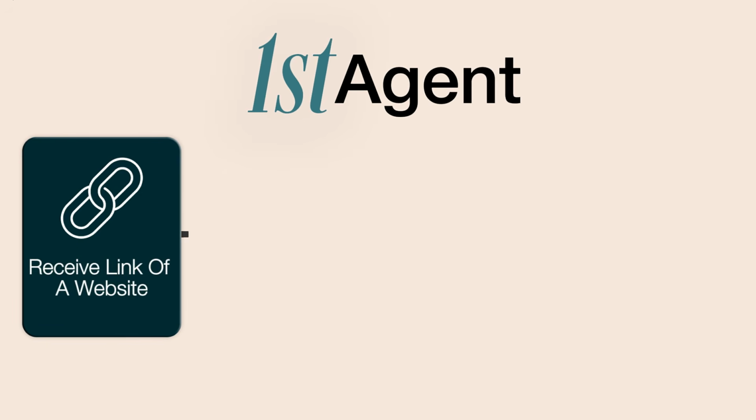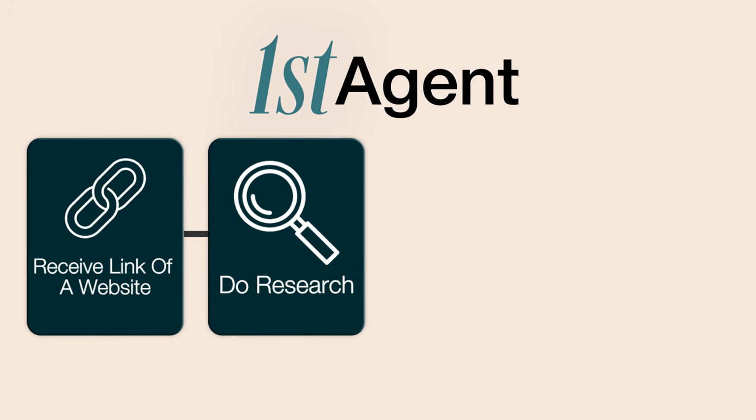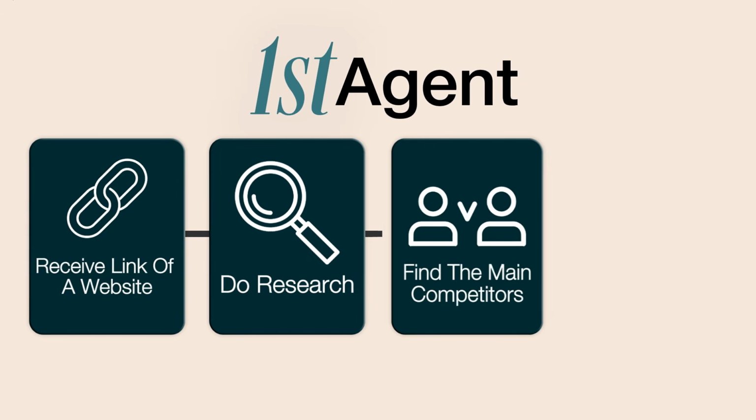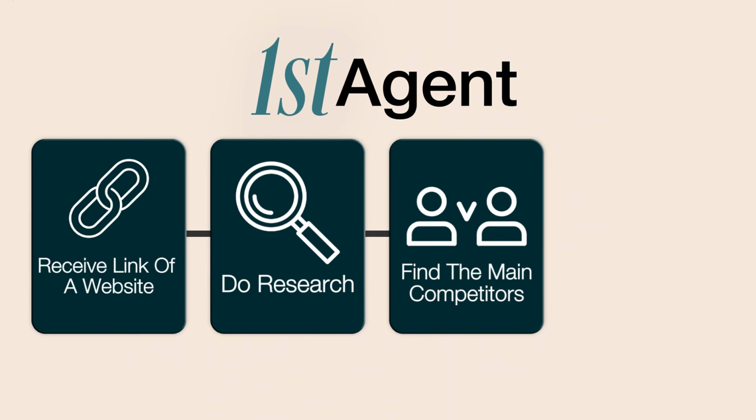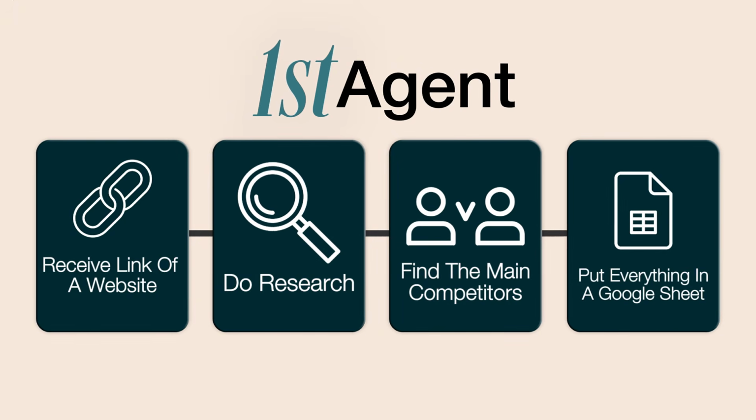Now, for the example of today, I want to build an agentic workflow that can scrape my competitors and then find their emails. And so we're going to have 2 different agents running. The first agent is going to be receiving a link of a website. It will then do research on that website, scraping the product. Then it will tell me the main competitors for the website and different details like revenue, pricing, and other KPIs. And then I want to put everything into a Google Sheet.